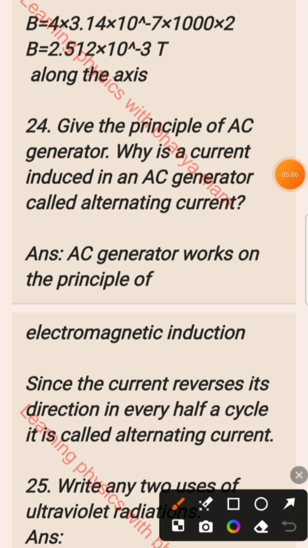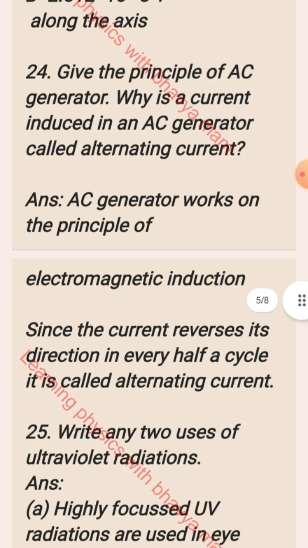So we know that this is a graph, right? It increases to maximum, decreases to 0 in one direction and reverses its direction. Again it increases to maximum, decreases to 0. So this is called one cycle of AC. Since the current reverses its direction in every half a cycle, it is called alternating current. That is the answer.